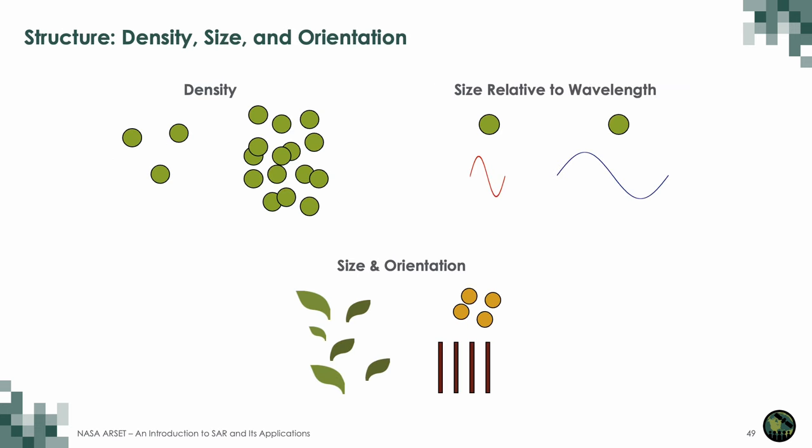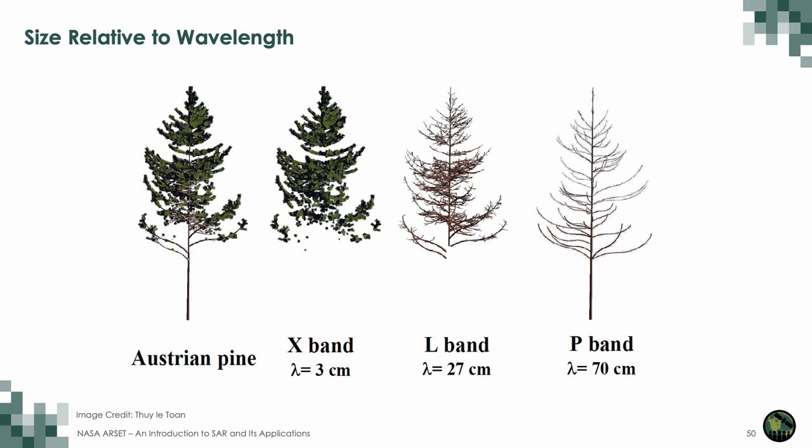There are three parameters related to structure in general: density, size relative to wavelength, and size and orientation. Let's start with size relative to wavelength. If an object or surface roughness is the approximate size of a wave, then there will be interaction. The surface will appear rough and there will be energy scattered back. If the length of the wave is much larger than an object, there will be no or minimal interaction between the wave and the object, and the surface will appear smooth, and there will be minimal to no energy scattered back.